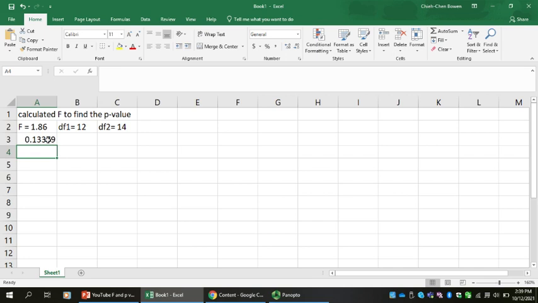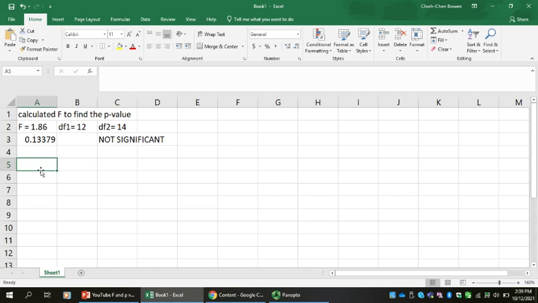Okay, you see Excel readily provides you with that p-value associated with your calculated F value. This p-value turned out to be 0.13379, which is greater than 0.05. So the result is not significant. Okay, so that's a very simple process.